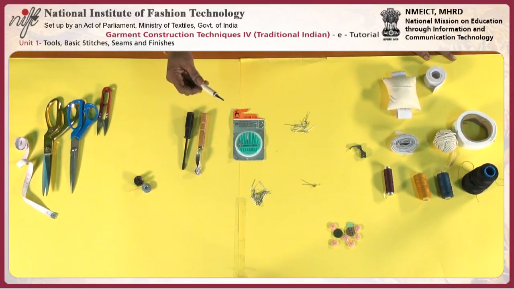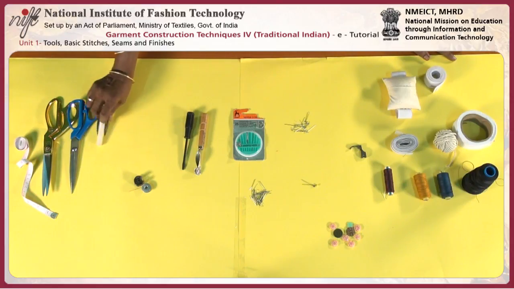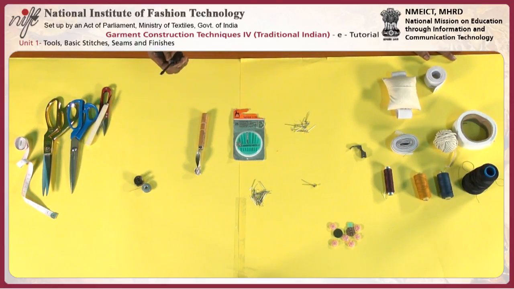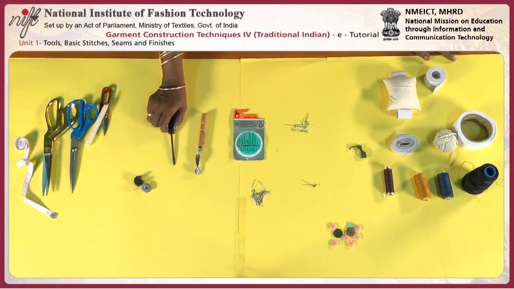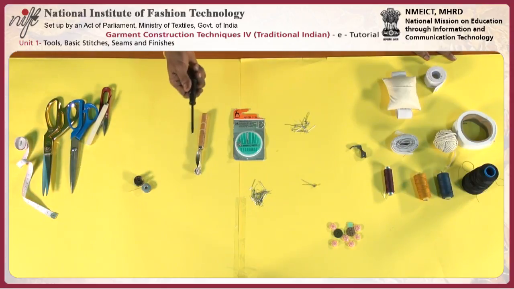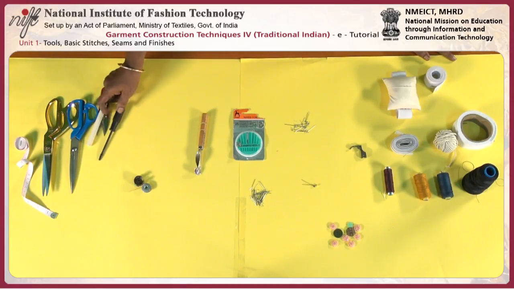And this is another tool which is helpful to push the raw edges inside. When you are closing the cuff and the collar, the edges can be pushed inside neatly. And this is a screwdriver, which can make any adjustment in the machines. Screws can be tightened. There are different sizes of screwdrivers; the bigger size is also there, and the smaller size helps to adjust the screws of the bobbin case and the needle position. This is the medium size which is commonly used in the sewing machine.